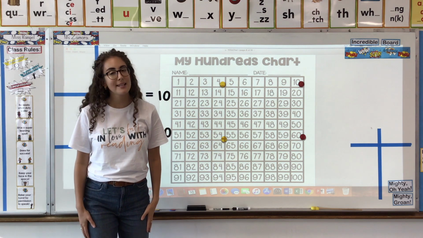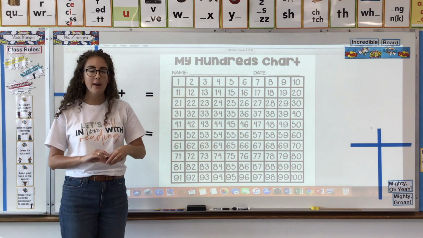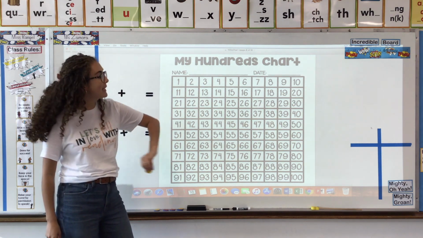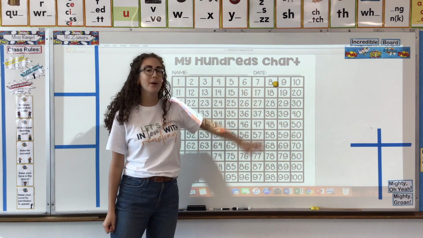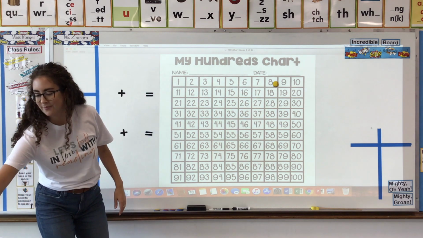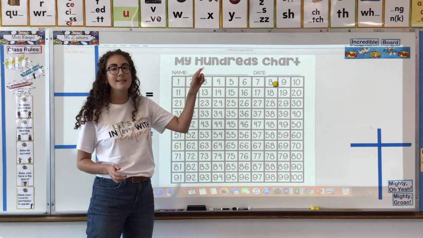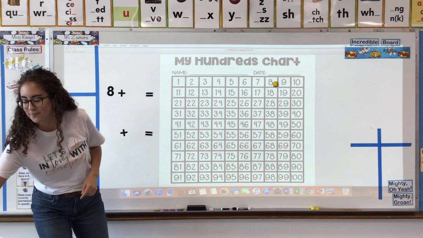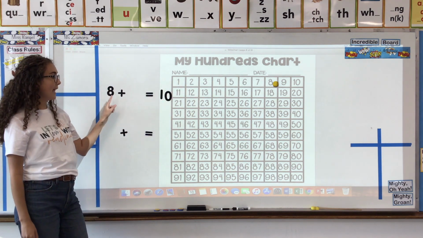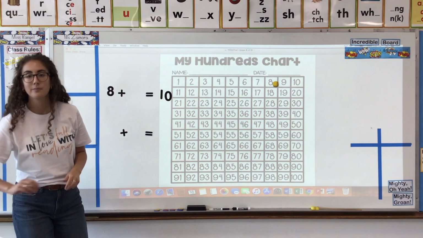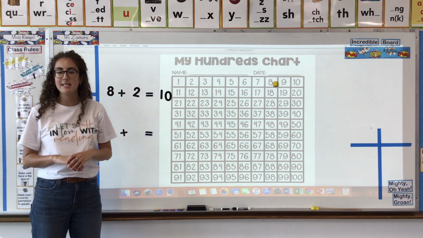So let's try one last one together. So, reset. Okay, we've got a blank hundreds chart, a new counter, and we're going to put a counter on the number 8. Can you put a counter on the number 8? So, what is 8's next 10? Do you see? It's just 10. So 8 plus what equals 10? 2. 8 and 2 are the pairs to 10.